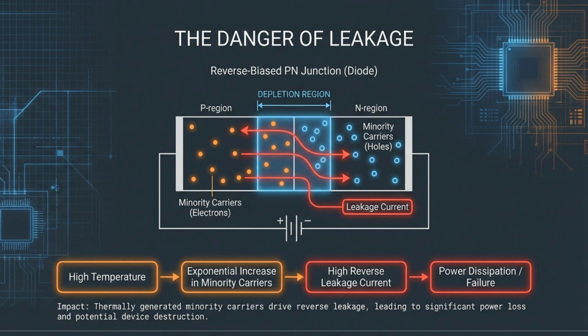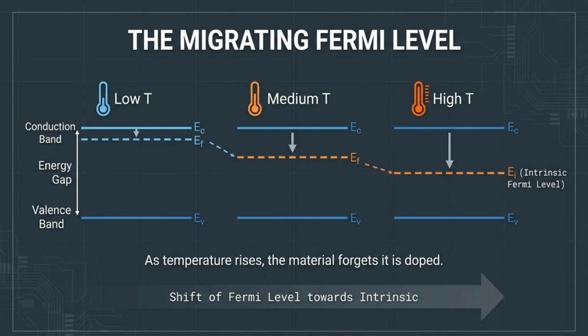In a reverse-biased diode, this drives a high reverse leakage current, which can lead to excessive power dissipation and potential device failure. As temperature increases, the Fermi level migrates toward the intrinsic Fermi level. At very high temperatures, the semiconductor essentially, quote, forgets that it was doped, losing its extrinsic properties.